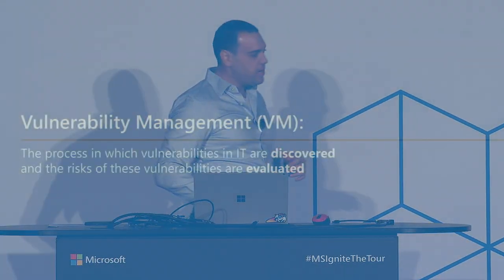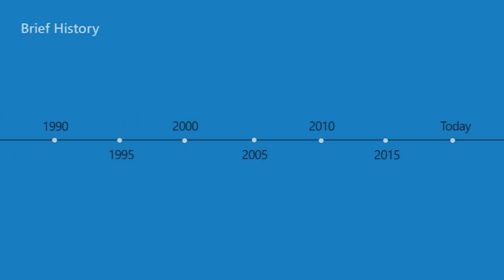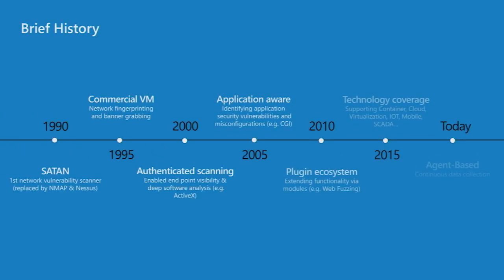But in order to get to that option, we need to first talk a little bit about the world of vulnerability management. This is the process of vulnerabilities being discovered in IT, and the risk of these vulnerabilities being evaluated. The history of vulnerability management goes back to the 90s, where security researchers wrote tools that look into the network, trying to figure out whether my services in the network are exposed. One of the first tools was called Satan.